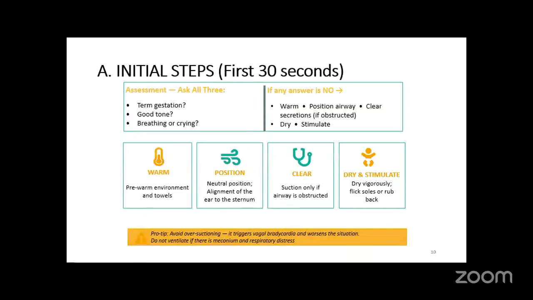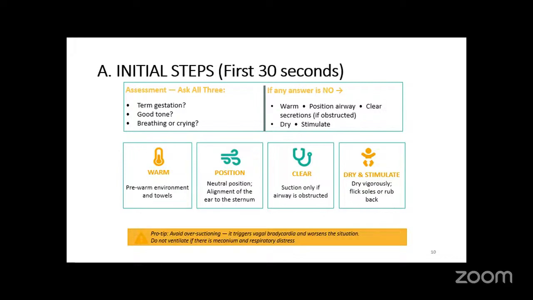The initial steps. When we receive our babies, we ask ourselves 3 questions. Firstly, is the baby at term of gestation? Secondly, does the baby have a good tone? Thirdly, is the baby breathing or crying? It's all summarized in our ABDAS form. From the ABDAS form, you can know most of these answers.